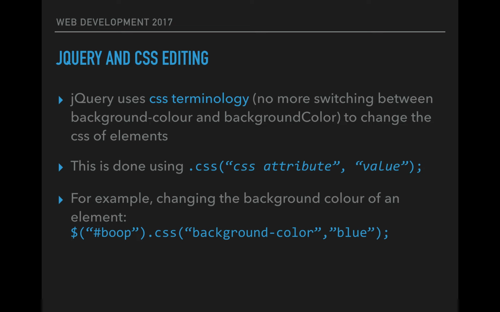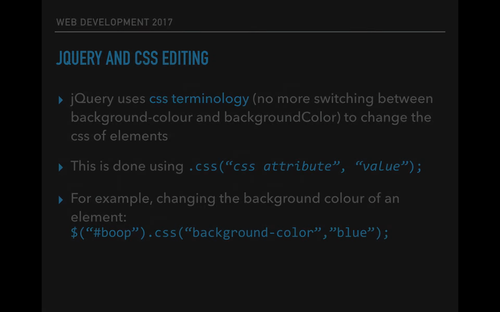So to change a CSS attribute with jQuery, you do this. You do .css, and then you put in the first argument the actual CSS property you want to change, and then you change the value of it. So if you wanted to change the background color, no longer do you have to remember how JavaScript says it. All you do is, in quotation marks, write exactly what you would write in the CSS. So in CSS, to change background color, you do background-color, and then you write the value you want it to take. So jQuery just makes that sort of thing a bit easier.